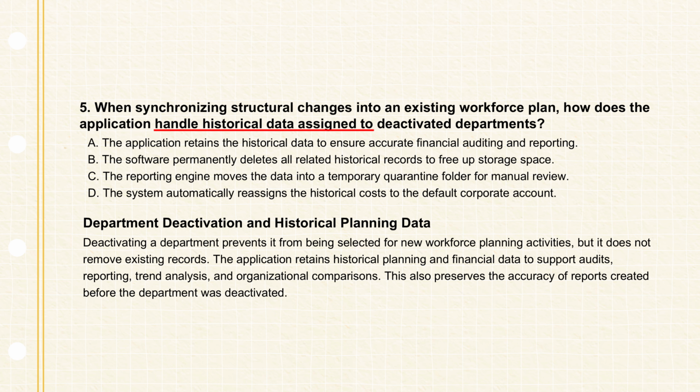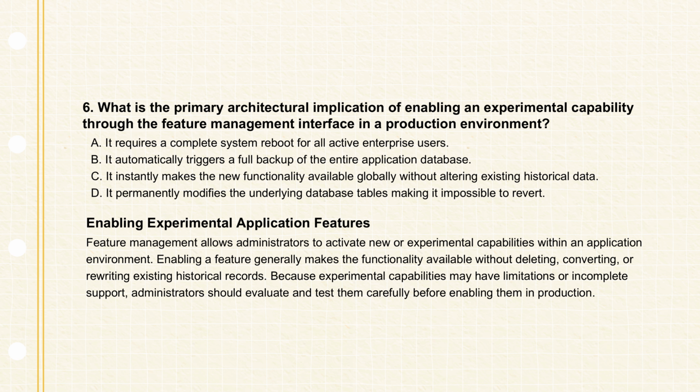That makes sense. Let's pivot from preserving the past to introducing the future. How does the architecture handle deploying brand new capabilities? Question 6. What is the primary architectural implication of enabling an experimental capability through the feature management interface in a production environment? The correct answer is C. Enabling a capability through feature management makes that functionality available within the applicable environment. It does not normally rewrite or delete historical records, although experimental features should still be evaluated carefully before production use.